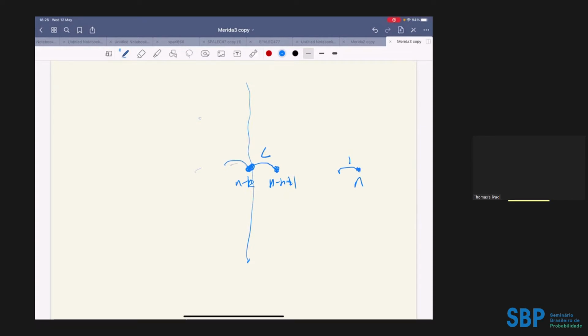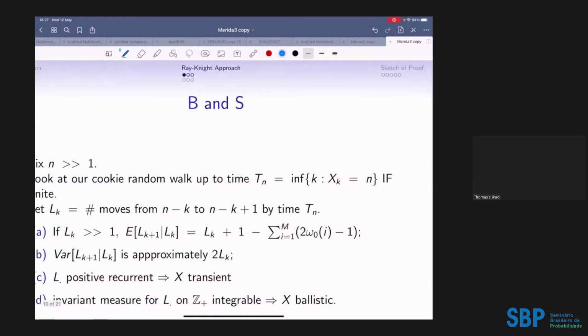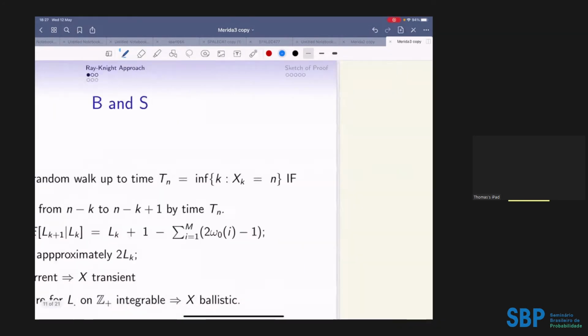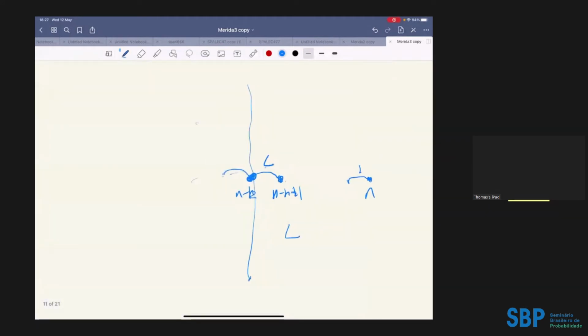We can ask ourselves, how many moves did we make to the left before we made L moves to the right? And that is going to be, well, if there were no cookies, the expected value would be around L, actually exactly L. But we have this bias, we have the cookie bias. So if you're biased to the right, the number of moves you make is going to be actually L minus the number of cookies, if L is large. The number of cookies at this site, n minus k.